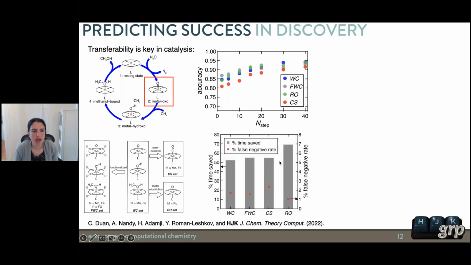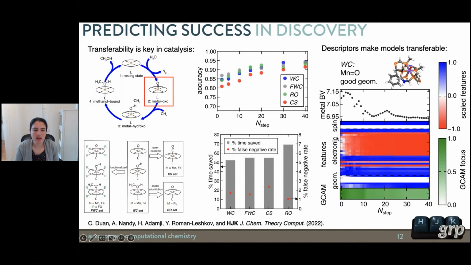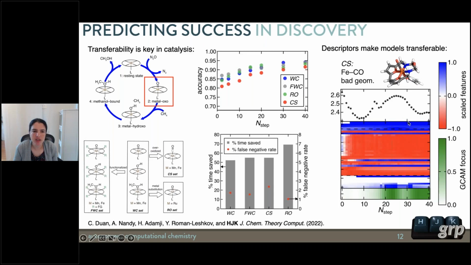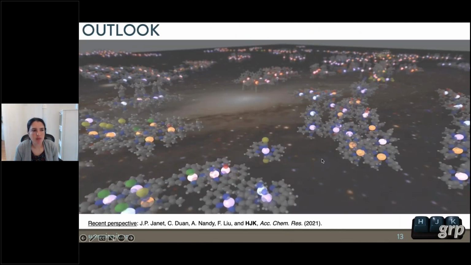And the result is that we're able to save all of the time wasted on bad calculations with very few false negatives. And if we interrogate why the model makes the predictions it does, we can see that it's because when geometry optimizations fail, they tend to lead to wiggles in properties at the end of a geometry optimization, and those wiggles are more transferable than the raw properties or the chemistry of the transition metal complex itself. So I think I'm about out of time.